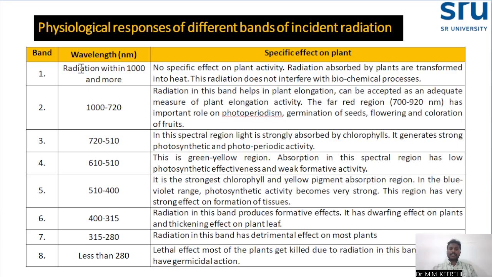If plants are exposed to solar radiation of more than 1000 nanometer, what effects will occur? This is the first thing: there is no specific effect on plant activity. But this radiation is absorbed by the plants and transferred into heat. That is why this radiation is converted into heat form. At the same time, this radiation does not interfere with any biochemical process. More than 1000 nanometer radiation will not affect any biochemical changes in the plants, but it will produce heat in the plants.